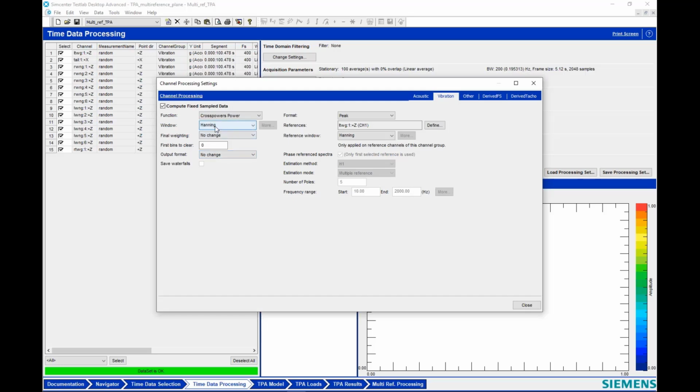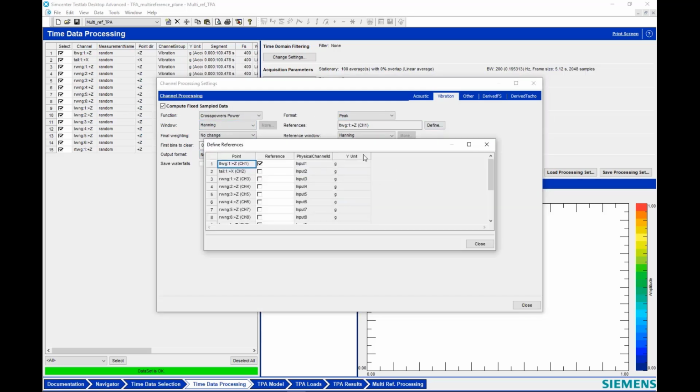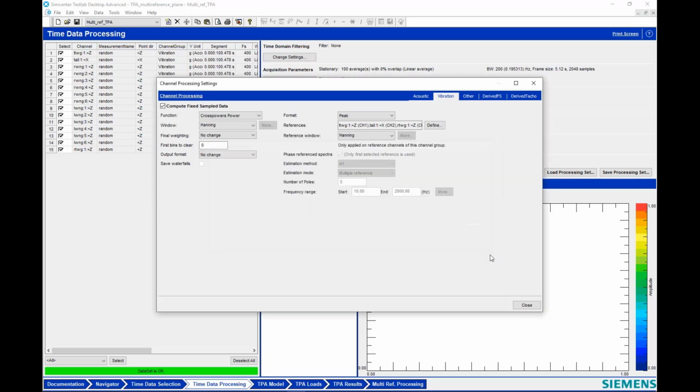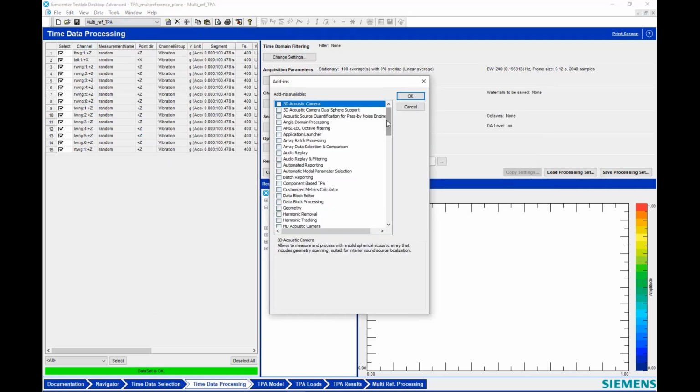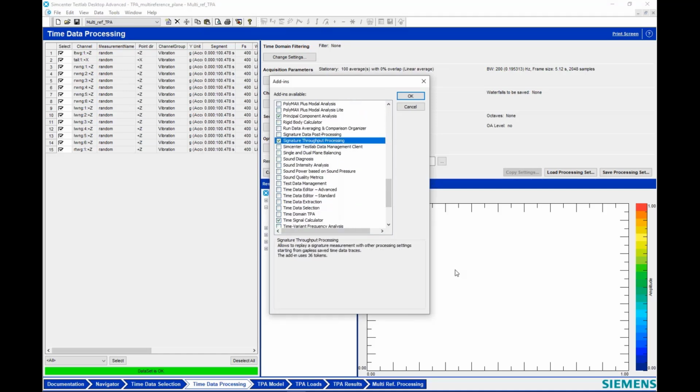Cross power is power. And then I'm going to turn on my left wing, my tail, and my right wing here. Okay, so I have the 3 references turned on. And if you wanted to see the add-ins, under Tools Add-ins, in order to turn on that, I need signature throughput processing. Okay, that gets me the time data processing worksheet.